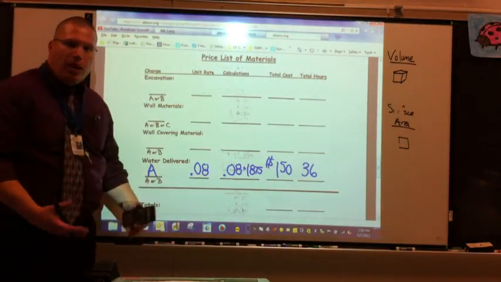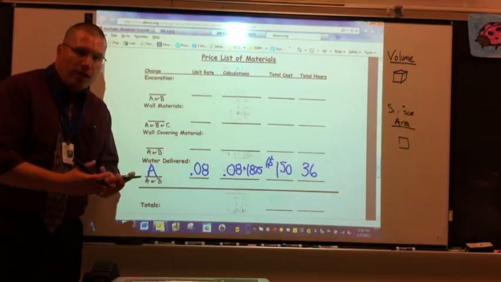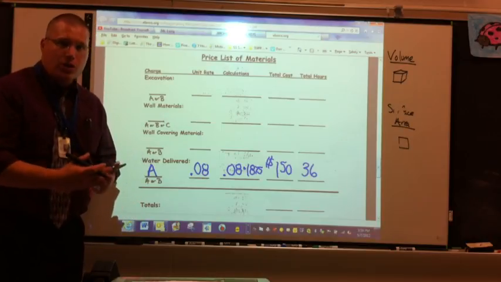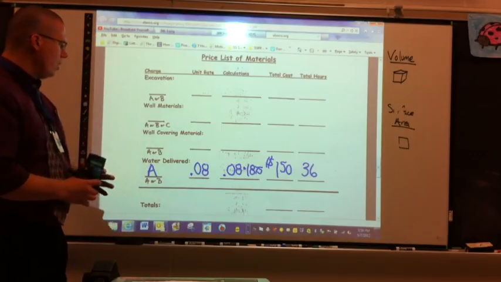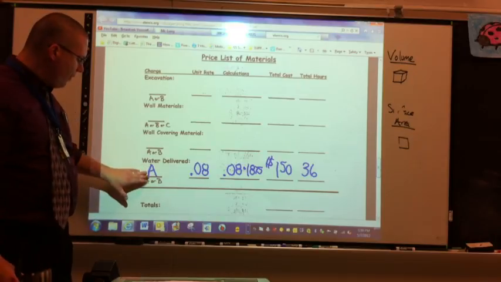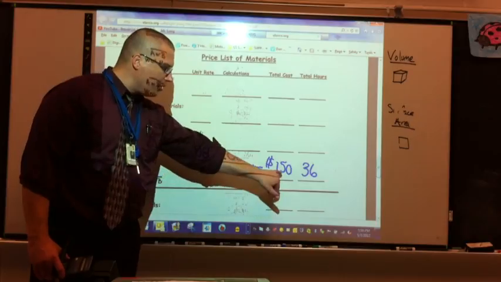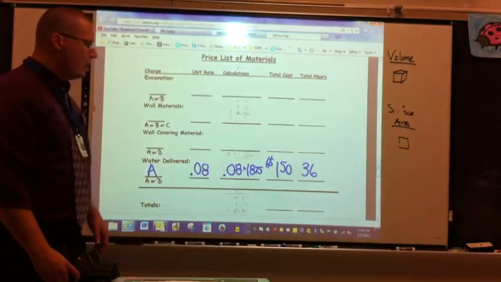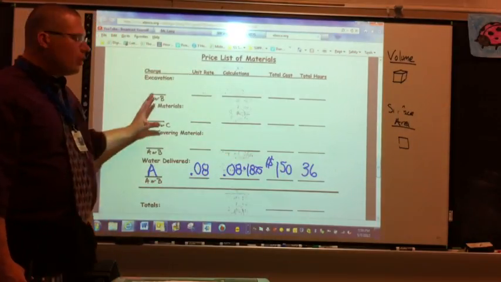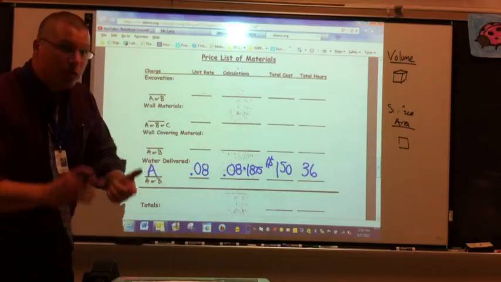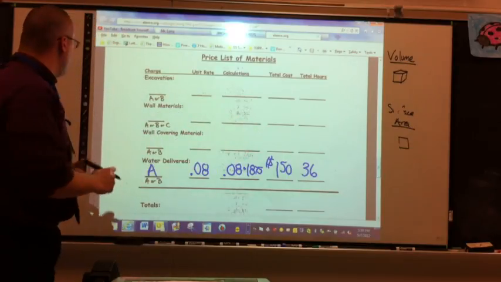I'm going to repeat this process for the other pieces. The hole in the ground, how much concrete to use, how much liner to use. Figure out which company, fill in the unit rate, show my calculation, use the calculator, and get this and this. Now what's going to pull all this together is making sure you stay under your time budget and your money budget.